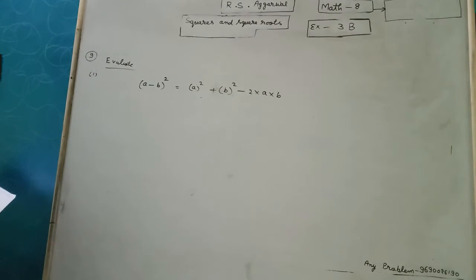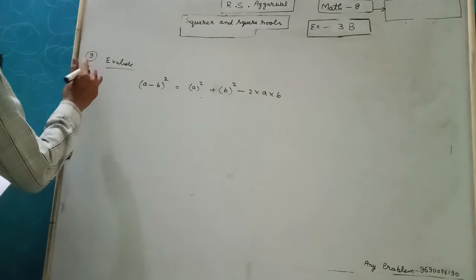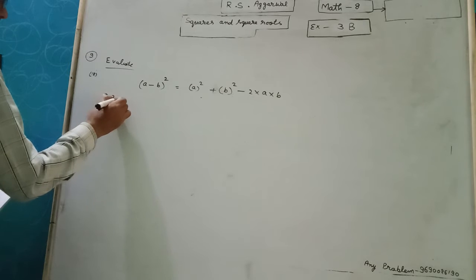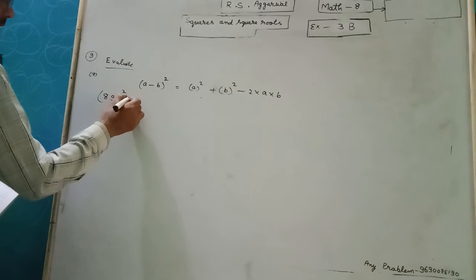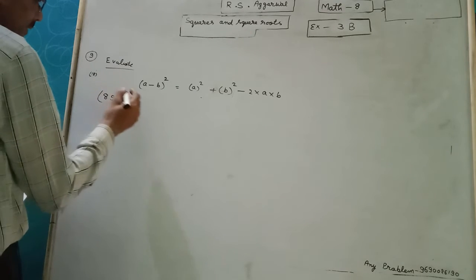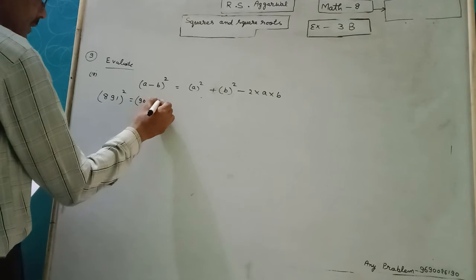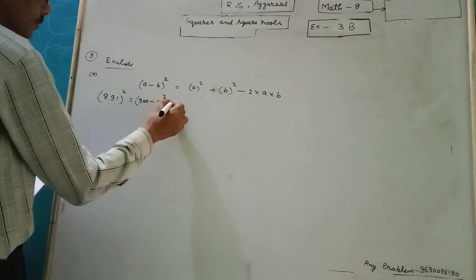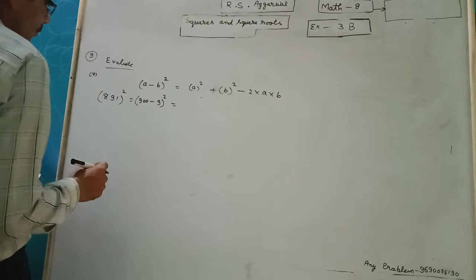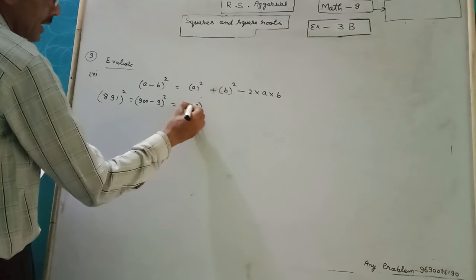Third part is 891 square. We may write 900 minus 9 square. A will be 900 and B will be 9. Write the value of A and B.